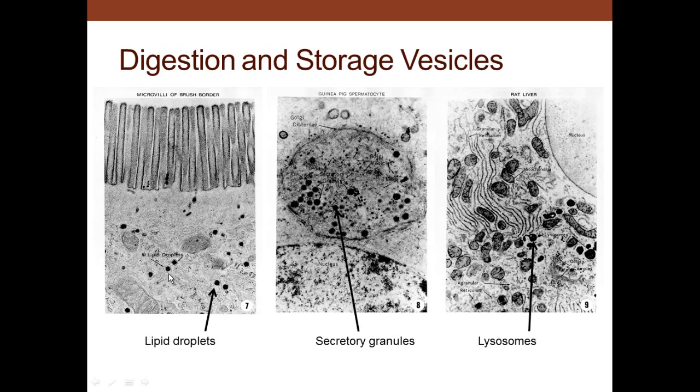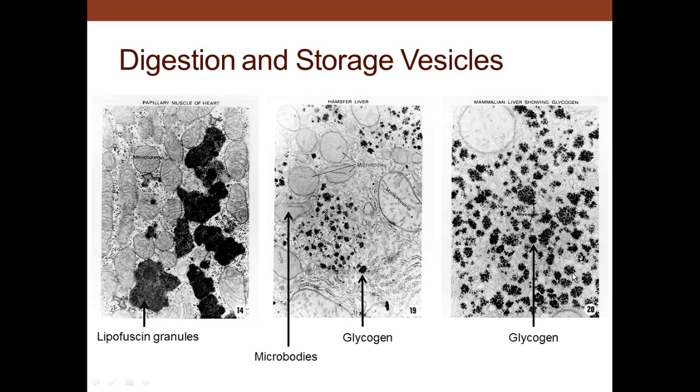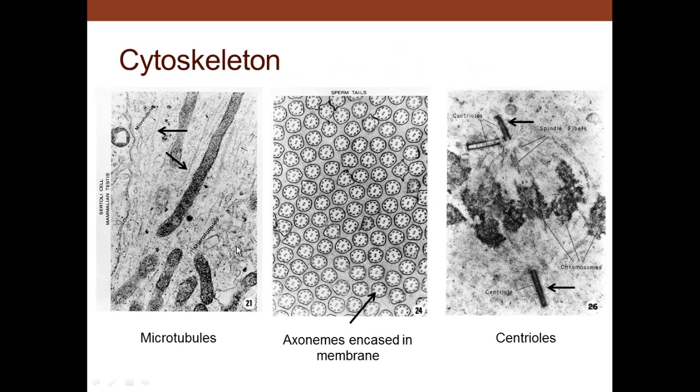Lipid droplets, you can see lipid droplets. It's in intestinal absorptive cells, which have a brush border. Uniform microvilli is what makes a brush border, all the same length. And here again we have secretory granules coming out from the Golgi apparatus. Again, the Golgi apparatus. Glycogen looks very similar to ribosomes, but a little bit larger, and usually forms a rosette. And here we have lipofuscin, or a secondary lysosome.